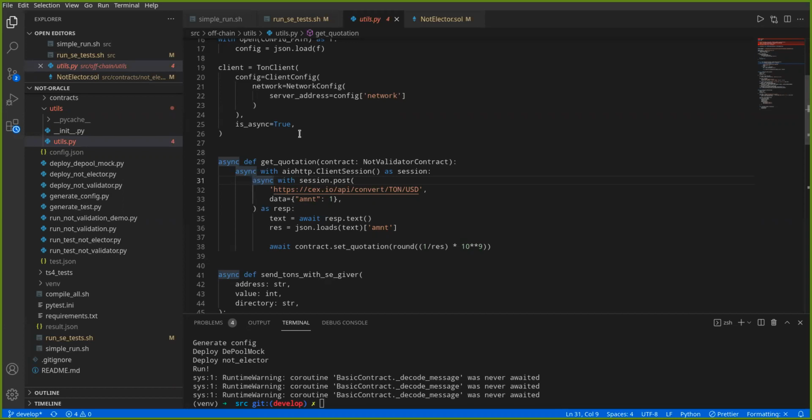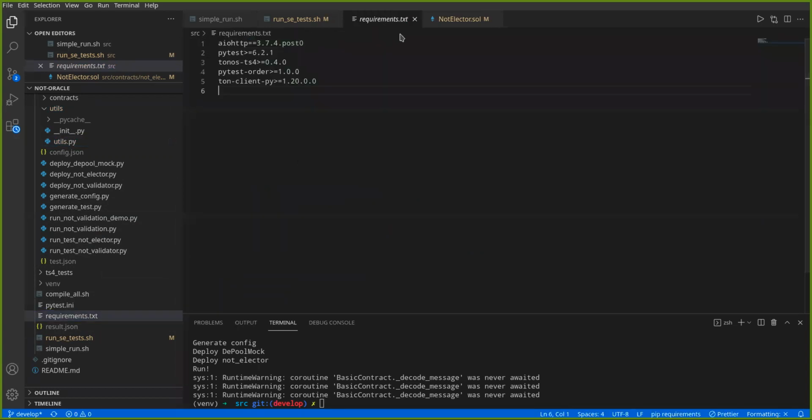So, to run this on a local computer, what is needed? You need the blockchain startup edition and to install the required Python libraries, as mentioned in the requirements. Then you have to run the tests, the node elector and the node validator. We have bash scripts: run SE tests and simple run SH.